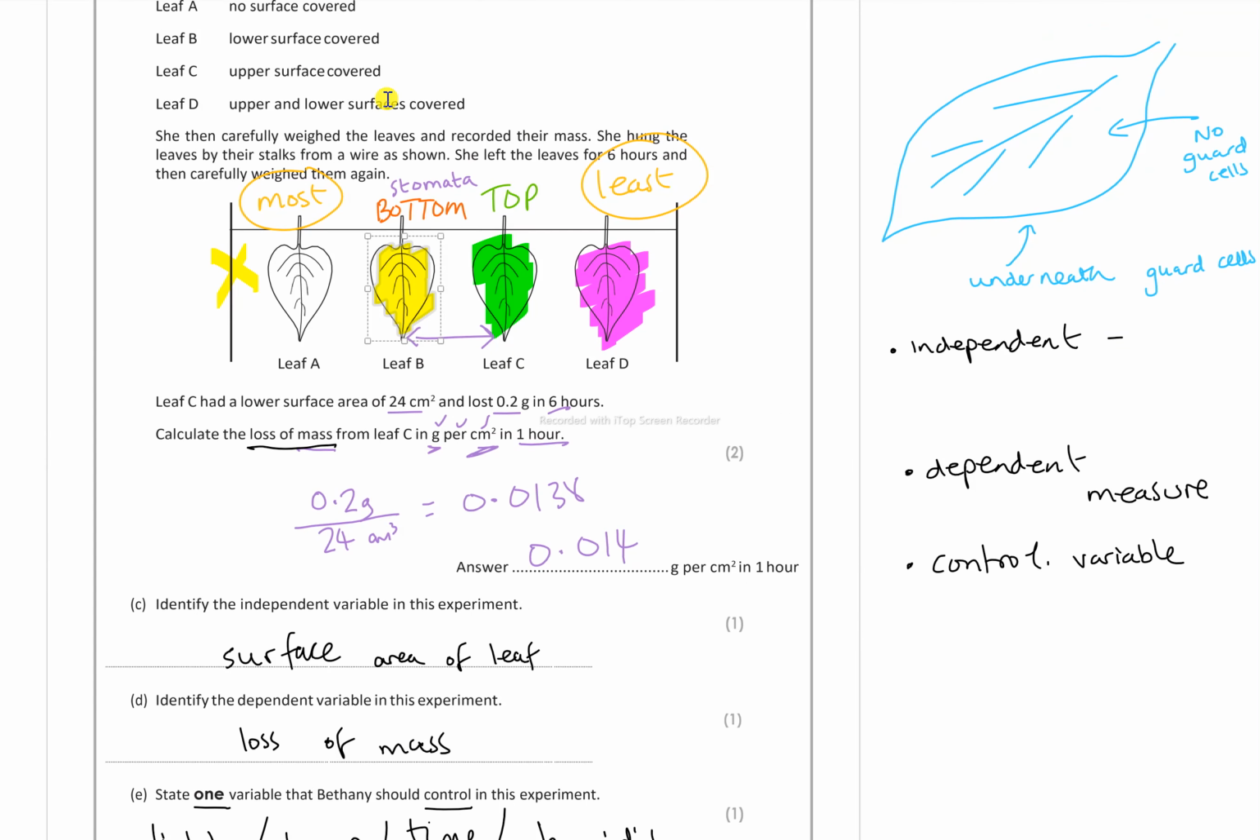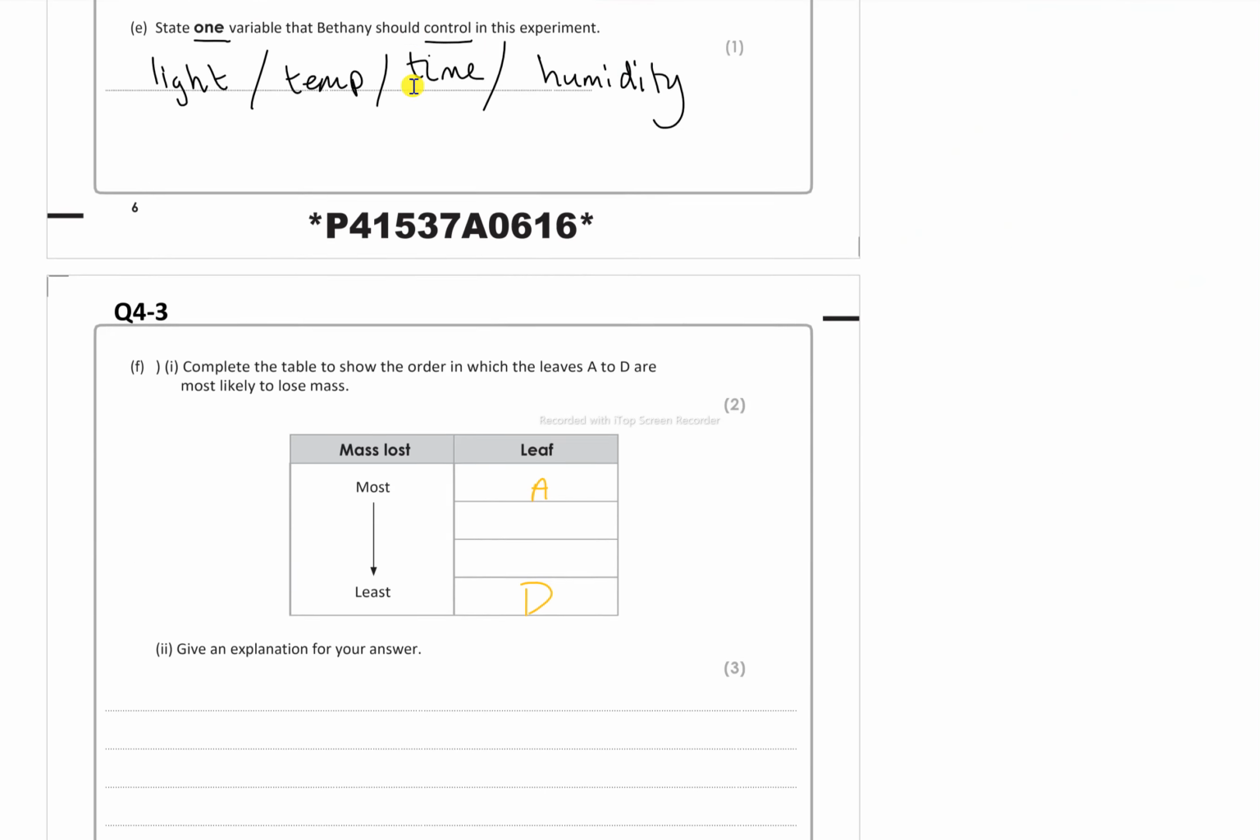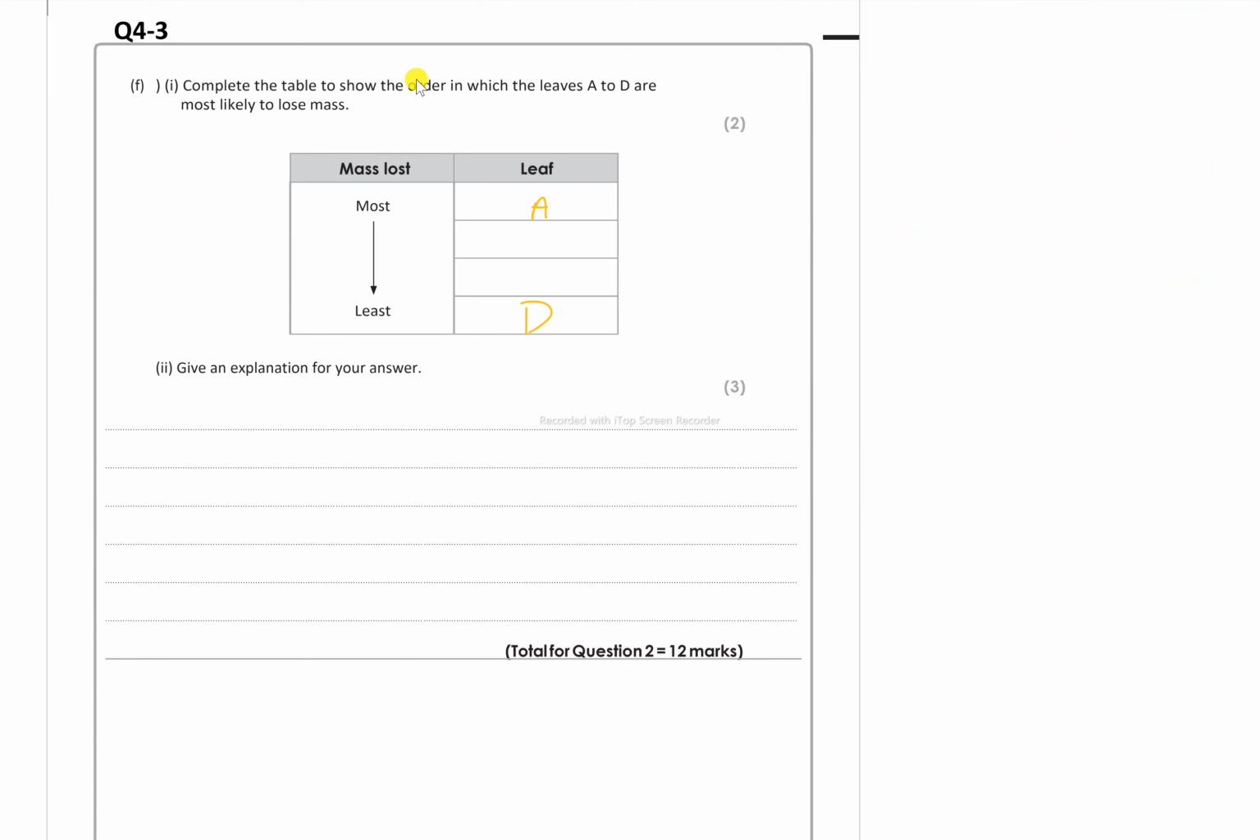No, whoa. Have I got this the right way around? Upper surface is... So the lower surface is covered. Sorry, I'm getting it mixed. Because the lower surface is covered, the stomata are covered, you're going to lose less. So it'll be C, because the stomata are covered, and B because the upper surface is covered. Oh, right. So I've just explained it, but we need to put it in words.